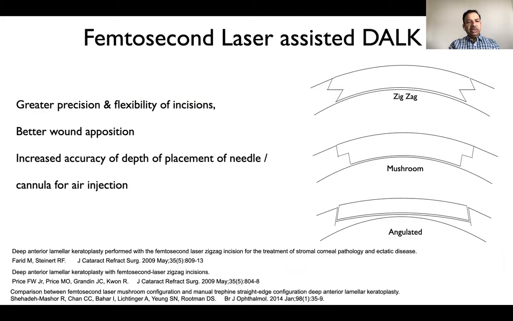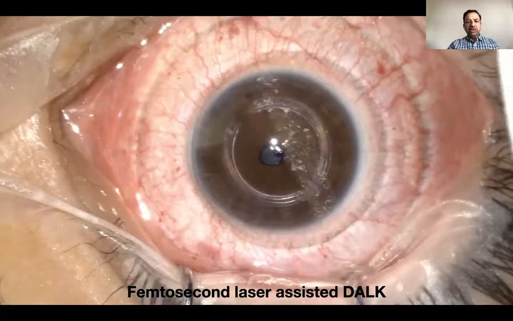Femtosecond laser, as I mentioned earlier, gives you the ability to create shaped incisions which have a larger surface area. So you have more strength of the graft-host junction. And also because the donor and the host apposition is pretty good, you can have reduced astigmatism as well.